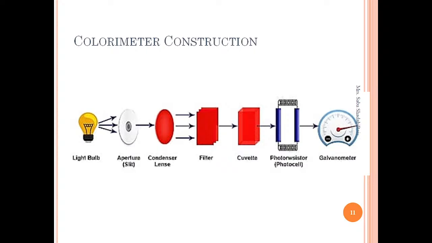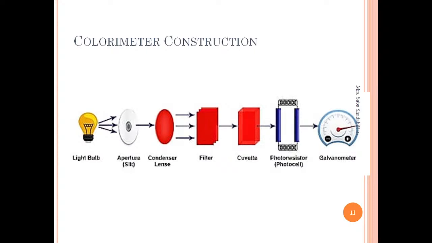So once again we will understand the construction of the colorimeter. There will be a light source, and the light source will be passing light of the visible spectrum. This light will pass through the aperture slit and will be condensed by a lens. From there it is going to fall on a filter.